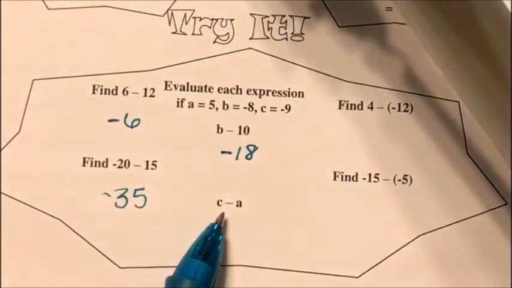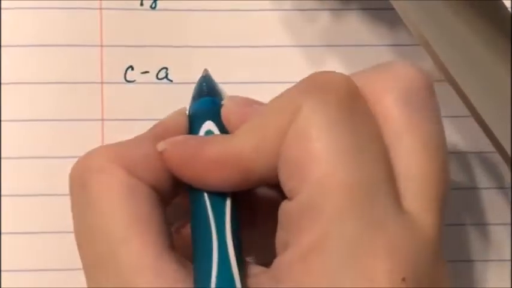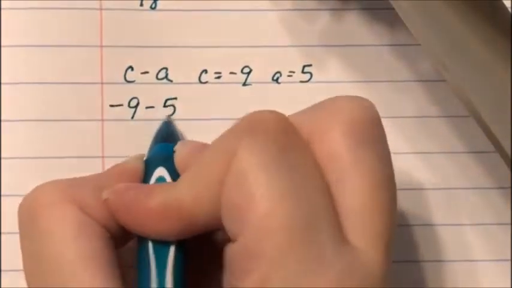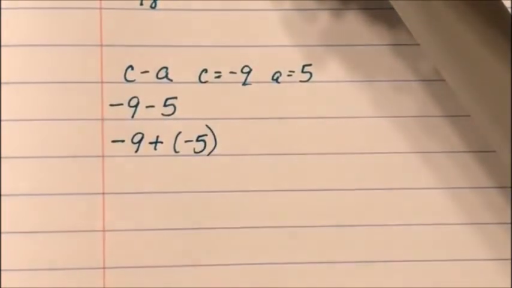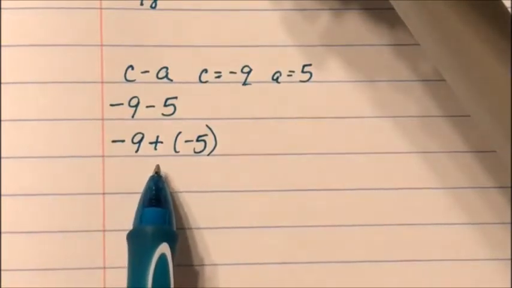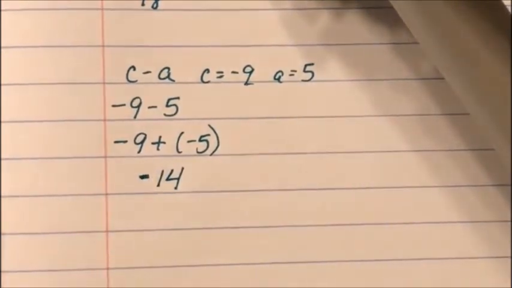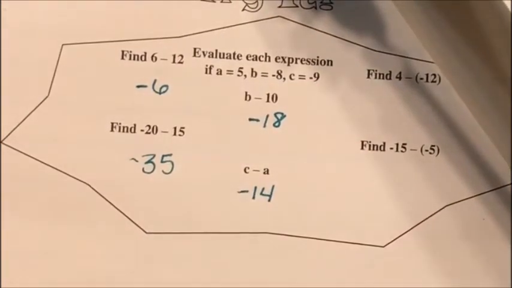Next one I have is C minus A, where C is negative 9 and A equals 5. So I get negative 9 minus 5, which is the same thing as saying negative 9 plus a negative 5. Both have negative signs, so same sign, I add them together. 9 plus 5 is 14. Since they're both negative, my answer is also negative, so I get negative 14. So C minus A is negative 14.